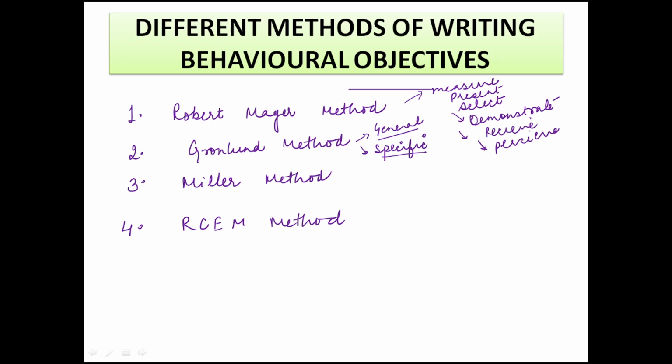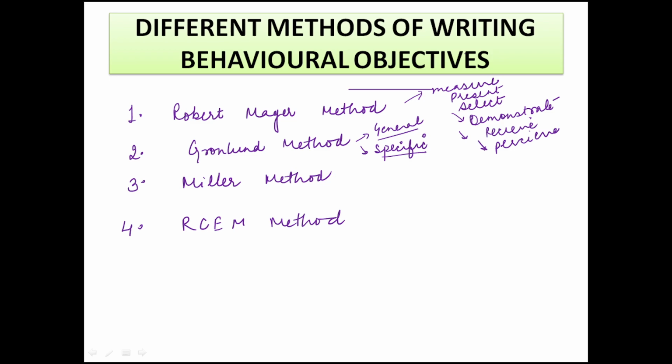This is the general objective of the topic, but for specific behavior, you will write that the student will be able to verify Hooke's law in practice, will be able to calculate the constant of elasticity, and will be able to explain Hooke's law in their own words. These are the specific part of the objectives. So this is the Gronlund method.